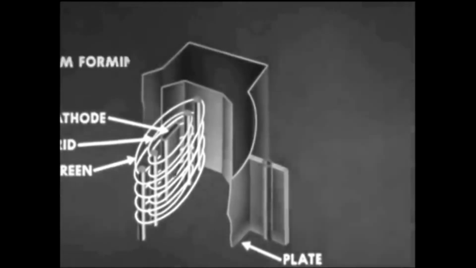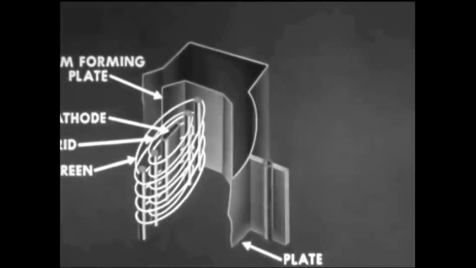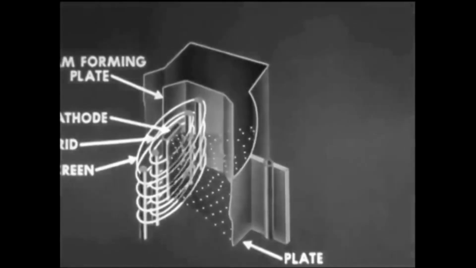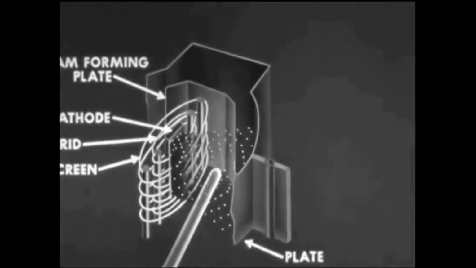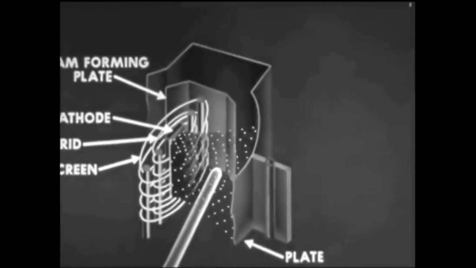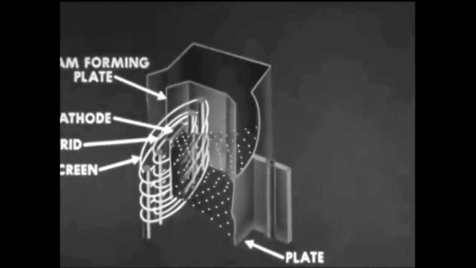The beam-forming plates are so placed as to direct the cathode-to-plate stream of electrons in a beam. Here the stream of electrons carry the secondary electrons, which are knocked off, back to the plate, thereby eliminating the necessity for a suppressor grid.